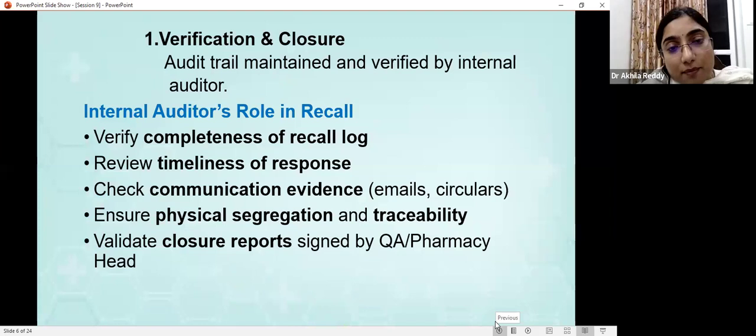Audit trial maintained and verified by internal auditors. Pharmacy is doing it. Why does the internal auditor play a role in recall?